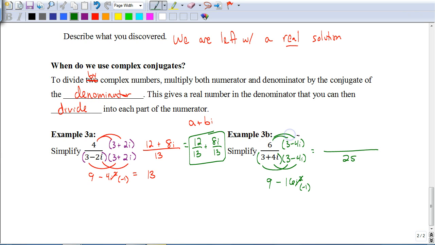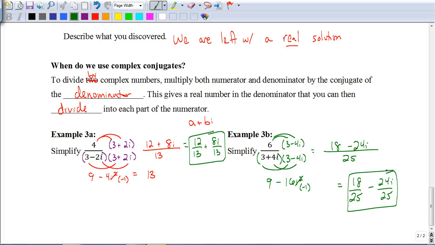So here I'm going to multiply in the numerator just the 6 times 3 and 6 times negative 4i, so it's going to be 18 minus 24i. Break this apart into our two pieces. We get 18 over 25 minus 24i over 25. Neither of those can be reduced, so that is our answer.